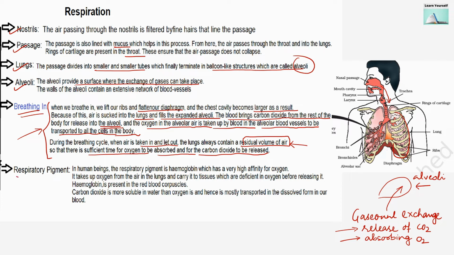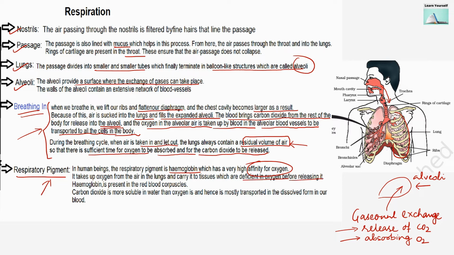Now the pigment which is helping in this gaseous exchange is hemoglobin. The respiratory pigment is hemoglobin, which has a very high affinity for oxygen. So once the air comes to the alveoli, this hemoglobin will attach to the oxygen. It takes up the oxygen from the air in the lungs and carries it to the tissues which are deficient in oxygen before releasing it.